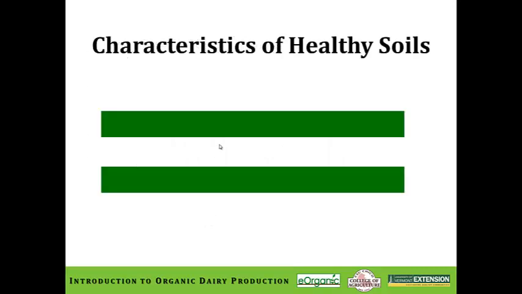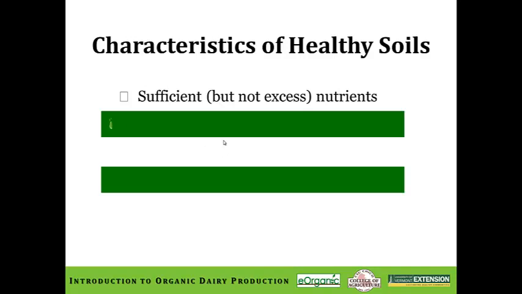Let's start this module first by talking about the characteristics of healthy soil. What does a healthy soil look like? First, a healthy soil should have sufficient but not excess nutrients. Sufficient nutrients to support healthy crop growth, but not excess nutrients that could potentially harm the crops, the environment, or the livestock. Secondly, a healthy soil always has good tilth.